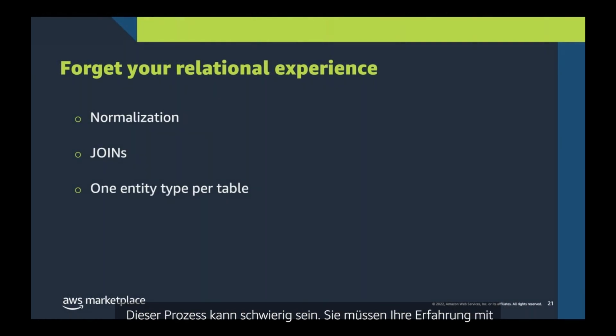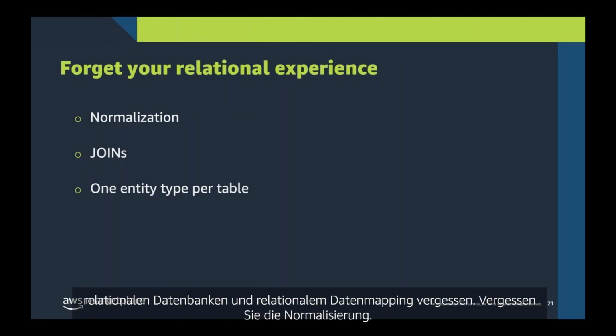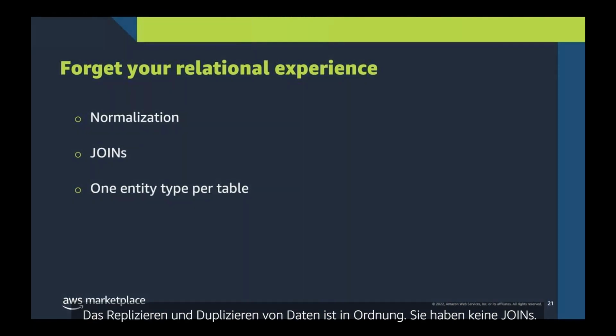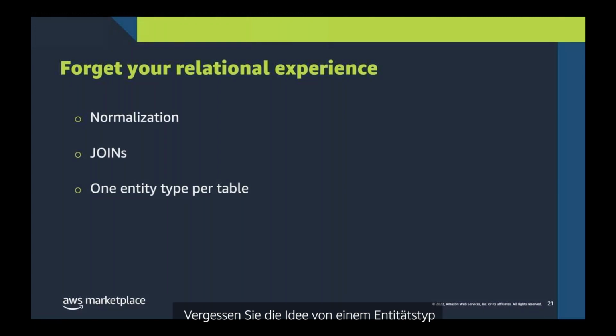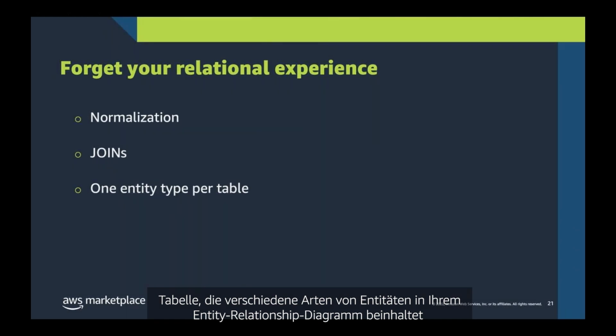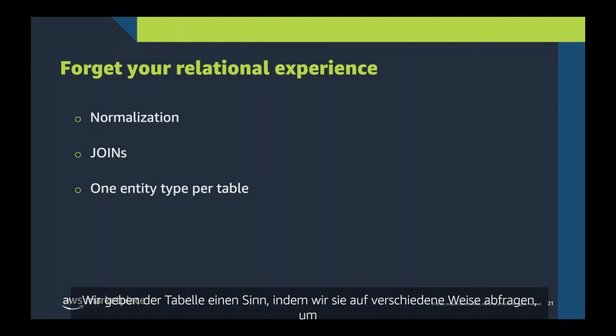This process can be hard. You have to forget your experience with relational databases and relational table data mapping. Forget normalization. Replicating and duplicating data is okay. You don't have joins. Forget the idea of one entity type per table. What does this mean? You might have a table that has different types of entities in your entity relationship diagram in the same table. And we make sense of it by querying it in a different way to get different views.